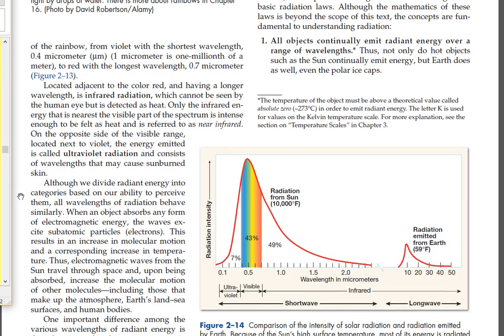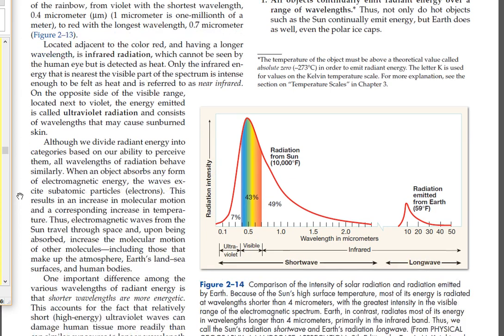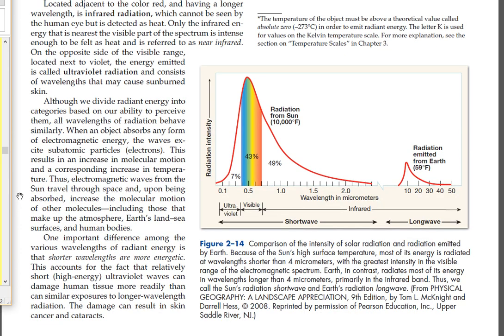Although we divide radiant energy into categories based on our ability to perceive them, all wavelengths of radiation behave similarly. When an object absorbs any form of electromagnetic energy, the waves excite subatomic particles, electrons. This results in an increase in molecular motion and a corresponding increase in temperature. Thus, electromagnetic waves from the Sun travel through space and, upon being absorbed, increase the molecular motion of other molecules, including those that make up the atmosphere, Earth's land-sea surfaces, and human bodies.